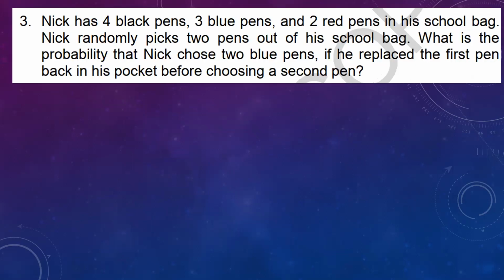Nick has 4 black pens, 3 blue pens, and 2 red pens in his school bag. Nick randomly picks 2 pens out of his bag. What is the probability that he chooses 2 blue pens if he replaced the first pen back to his pocket before choosing the second one? Independent or dependent?